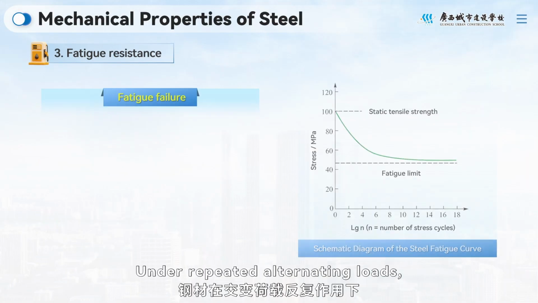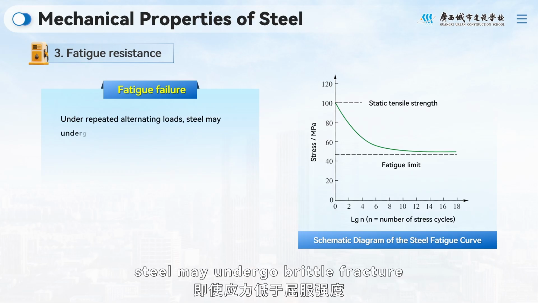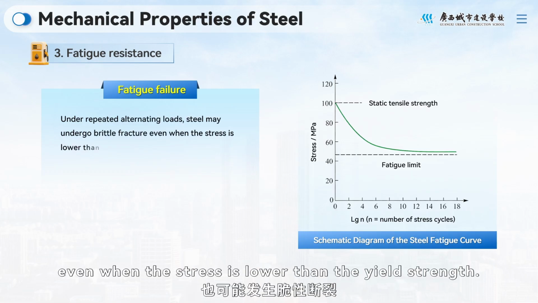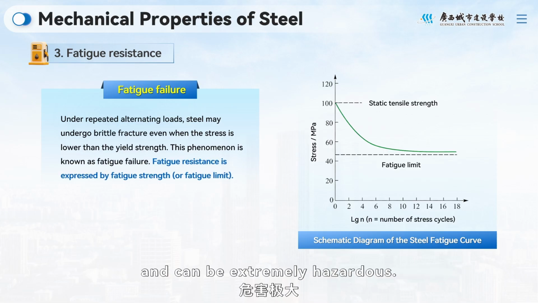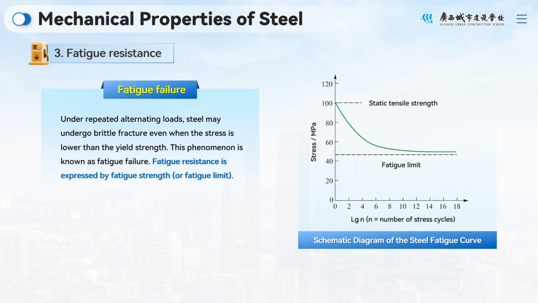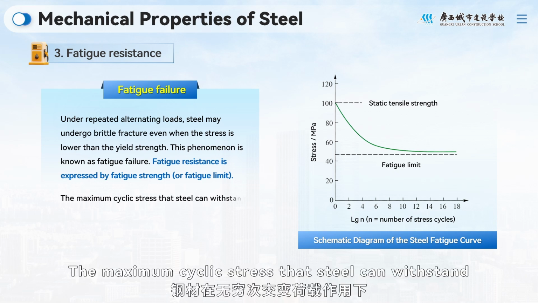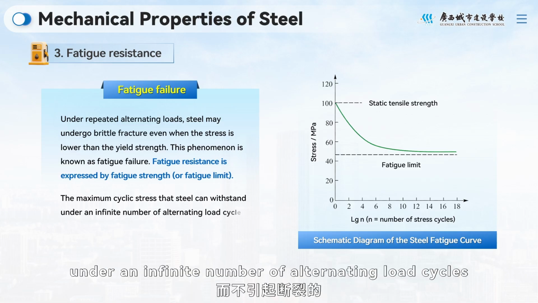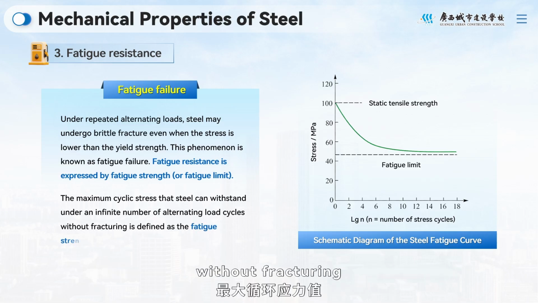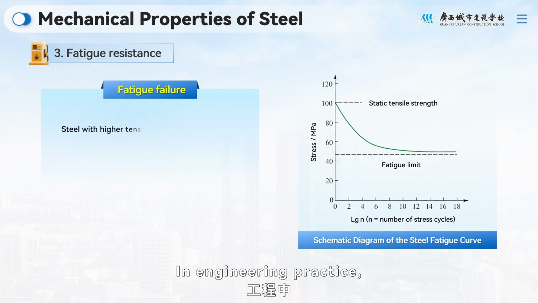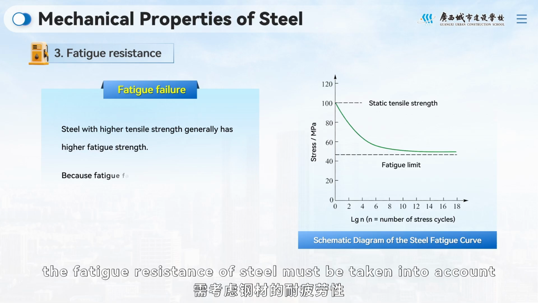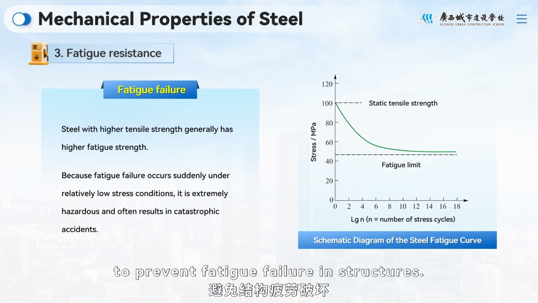Fatigue strength. Under repeated alternating loads, steel may undergo brittle fracture even when the stress is lower than the yield strength. This type of failure is known as fatigue failure and can be extremely hazardous. The maximum cyclic stress that steel can withstand under an infinite number of alternating load cycles without fracturing is defined as the fatigue strength limit. In engineering practice, the fatigue resistance of steel must be taken into account to prevent fatigue failure in structures.